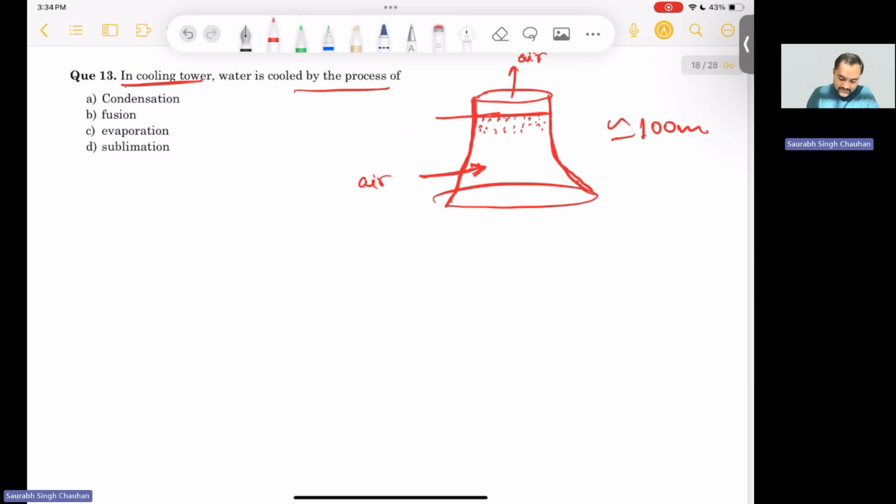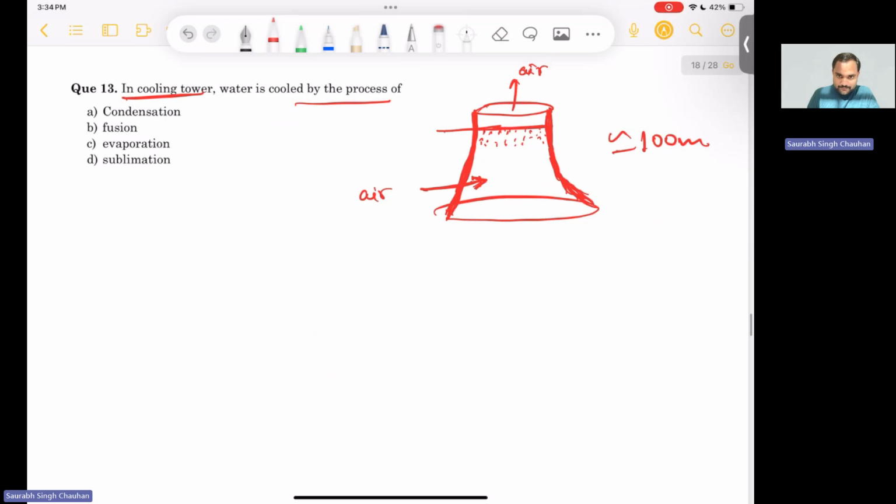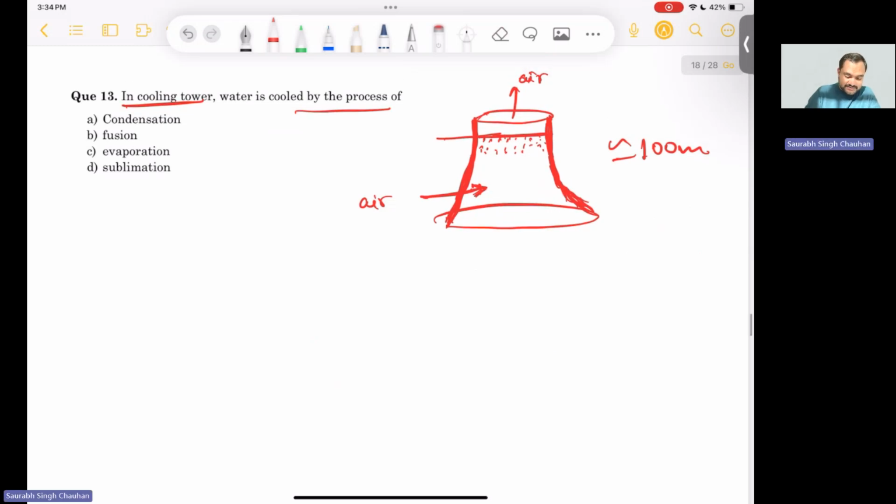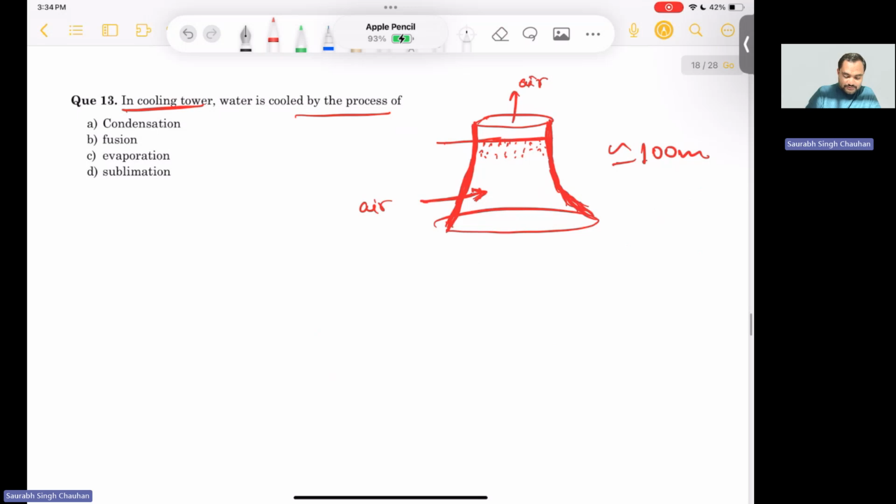This hyperbolic structure is provided to give good strength to these buildings, and this hyperbola shape has nothing to do with thermodynamics. These big structures are made so that the flow of air does not require any external device, for example a fan. Sometimes when the natural flow of air is not possible, you have to use some forced flow type. But anyway, in a cooling tower, the water is cooled by evaporation.